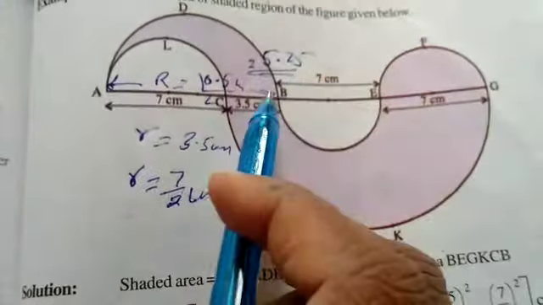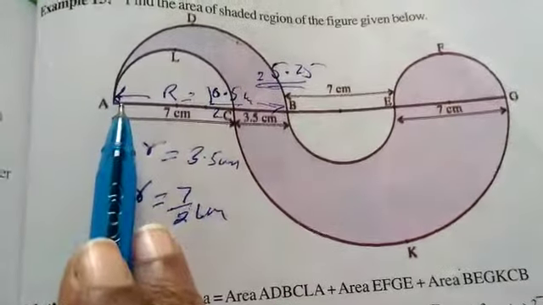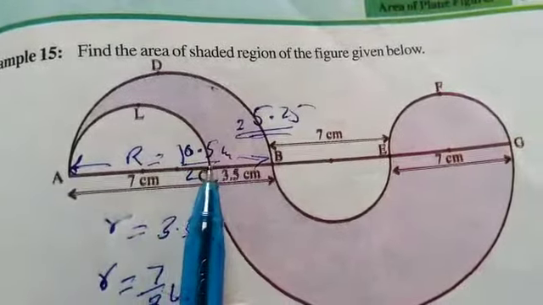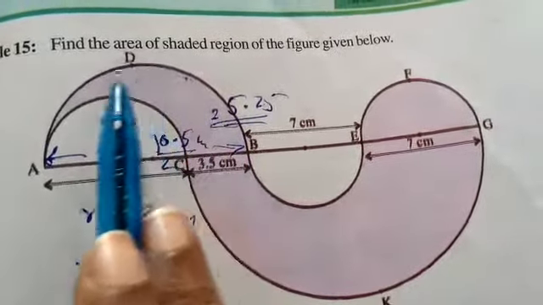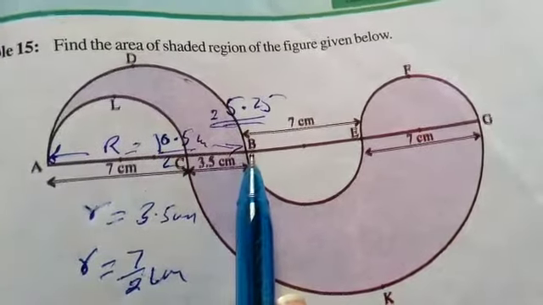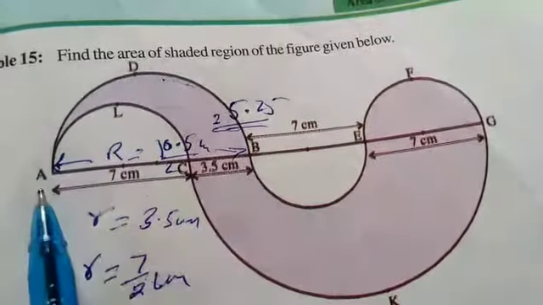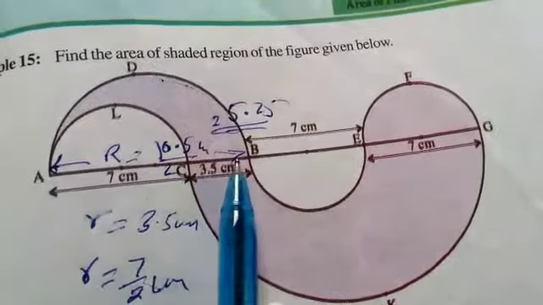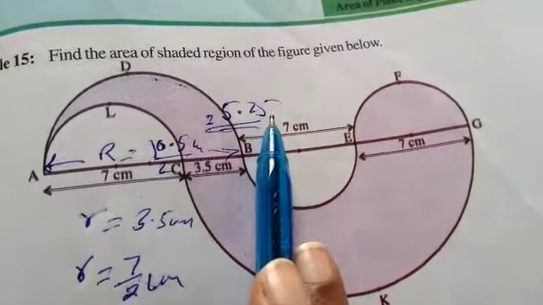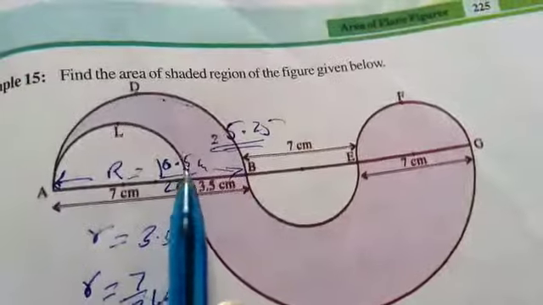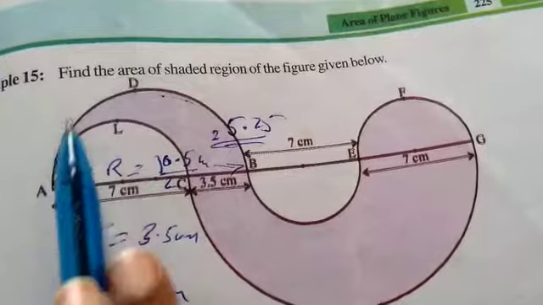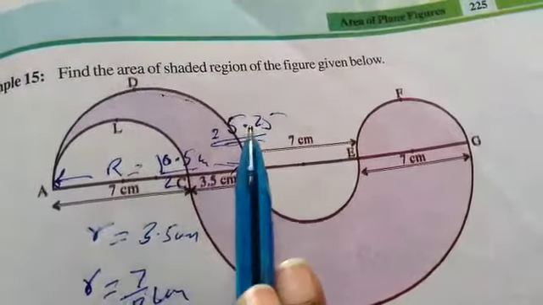So children, focus only on this part. I repeat everything again. Observe this part. Now we want the area of the shaded region. First let us split the figure. Now we will find out the area of this shaded region. From A to B, it is one semicircle and the diameter is 10.5 centimeter. Therefore, radius is 5.25 centimeter. Clear? Now this is another semicircle where you can remove the area of this semicircle from the area of this semicircle. What is the area of the semicircle?